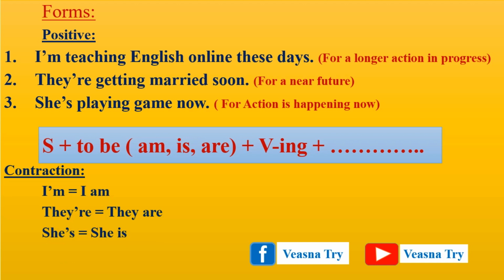Number 3, she's playing game now. So she's comes from the word she and is together. She is the subject, is is verb be, and playing is verb ing, game is something else. And it is talking about an action happening now, right? So this is the positive form.